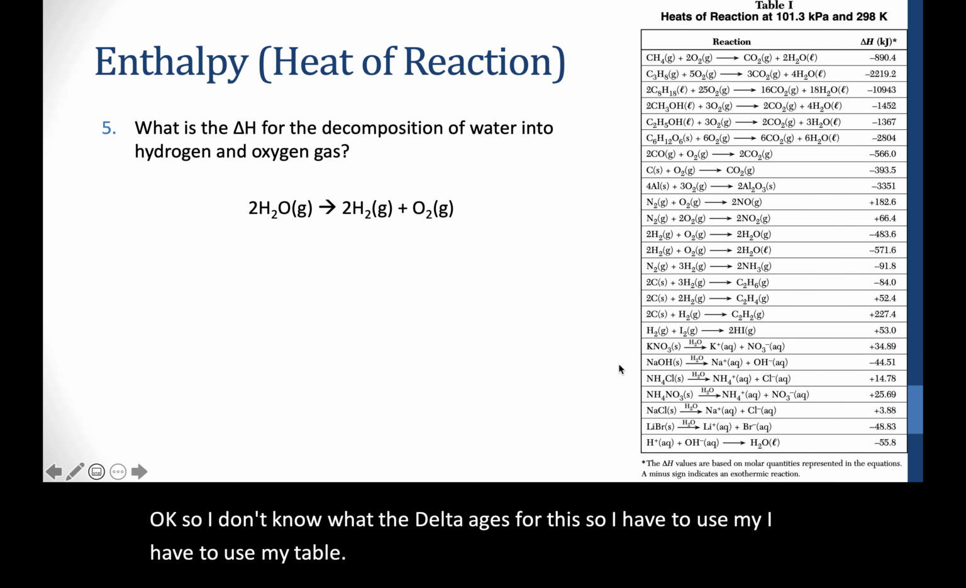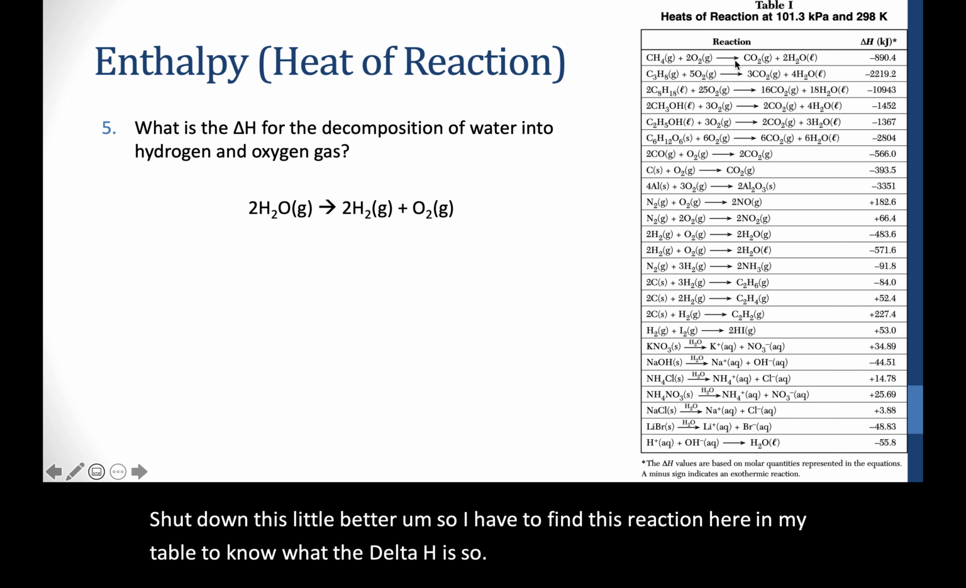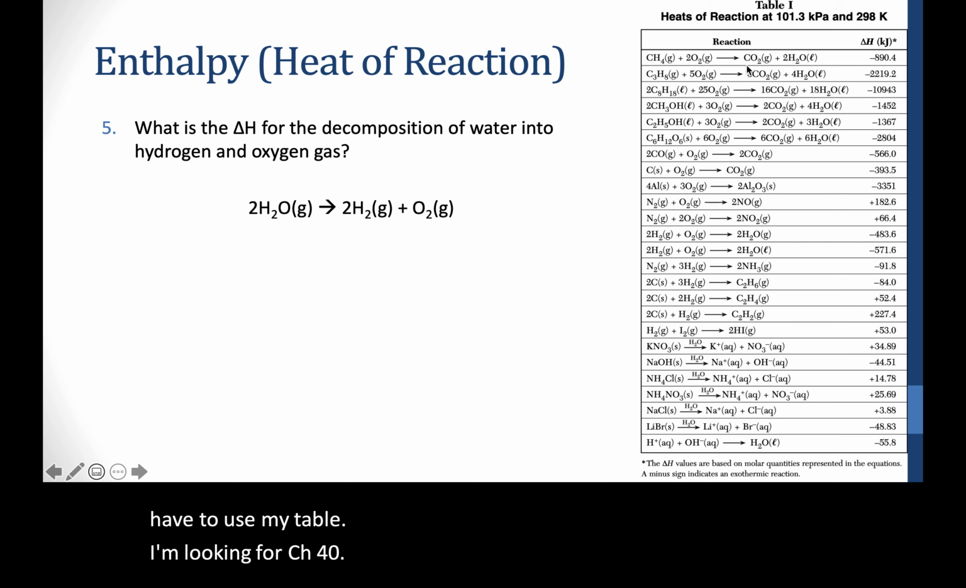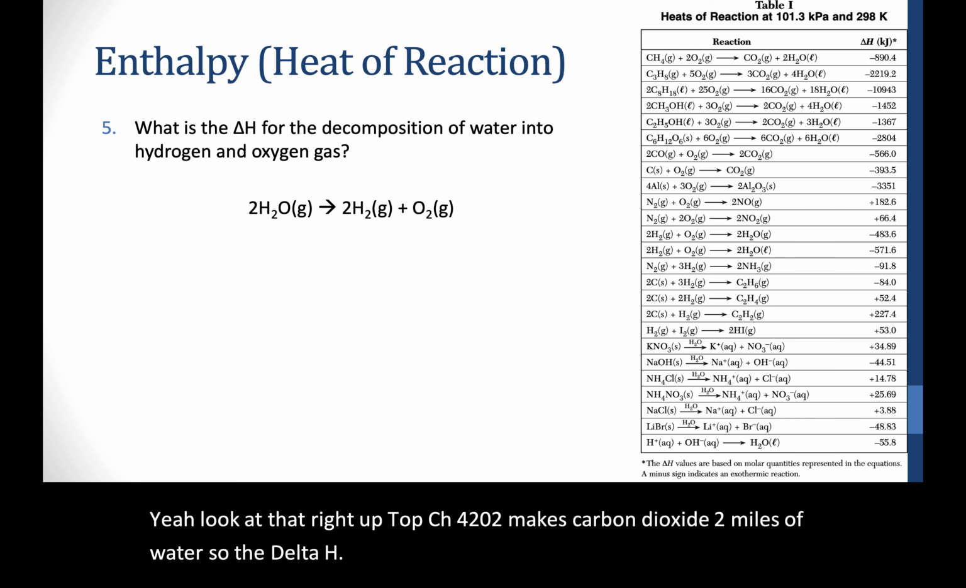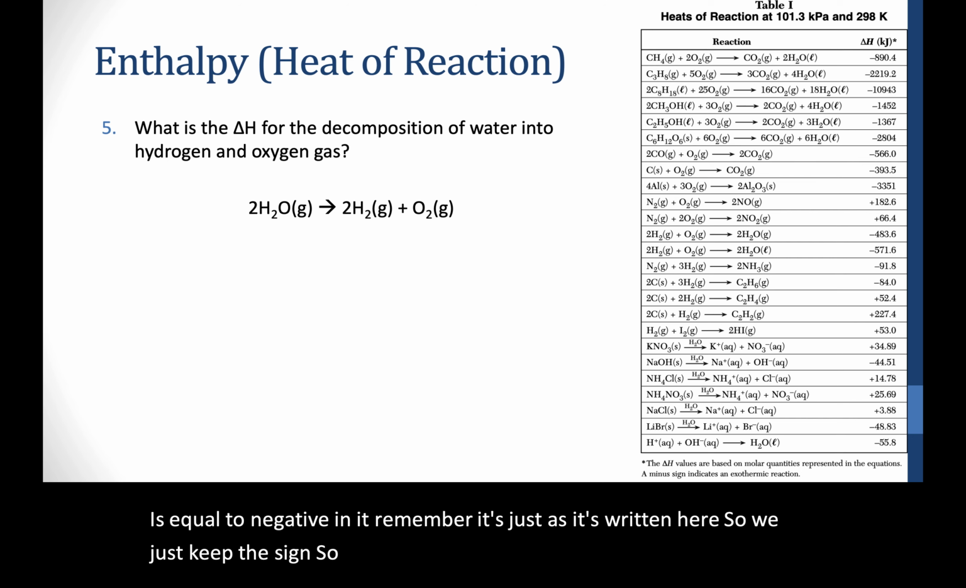So I'm looking for CH4. Oh, yep, look at that right up top. CH4, 2O2, makes carbon dioxide, 2 moles of water. So the delta H is equal to negative, and remember, it's just as it's written here, so keep the sign. So negative 890.4. Okay, and that's kilojoules.